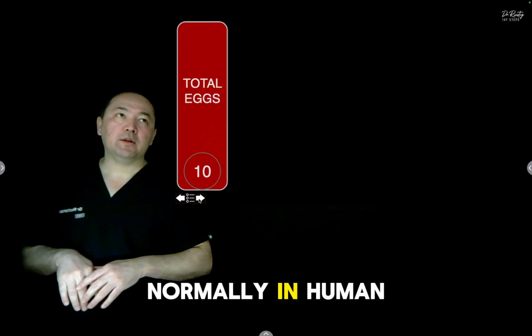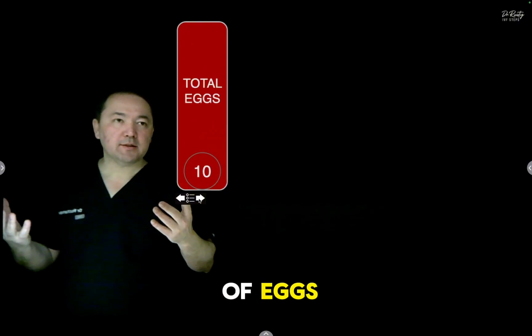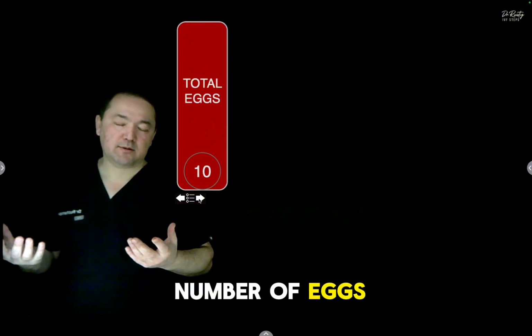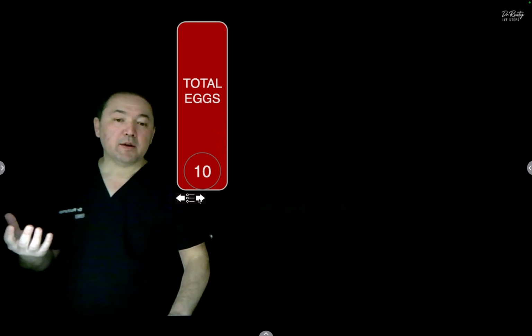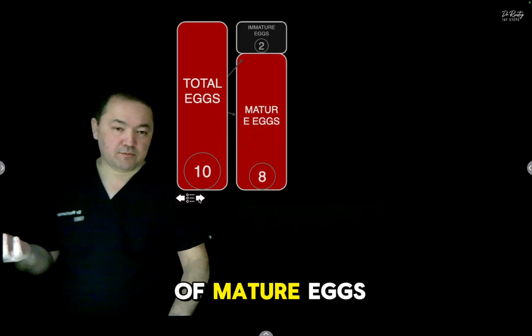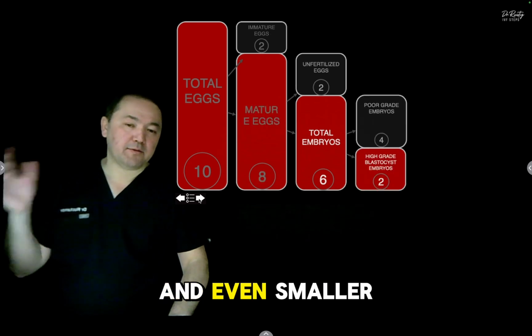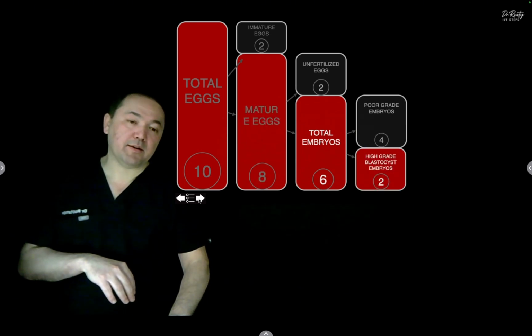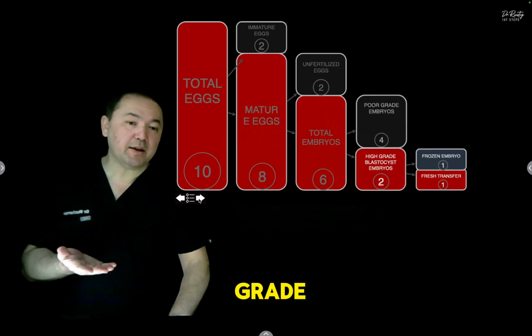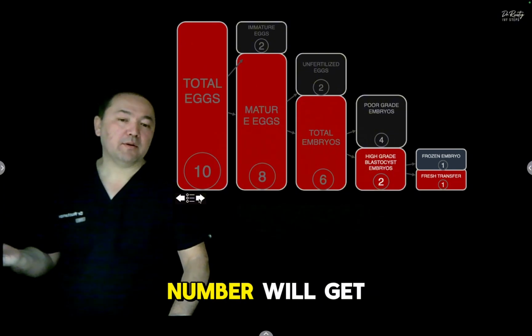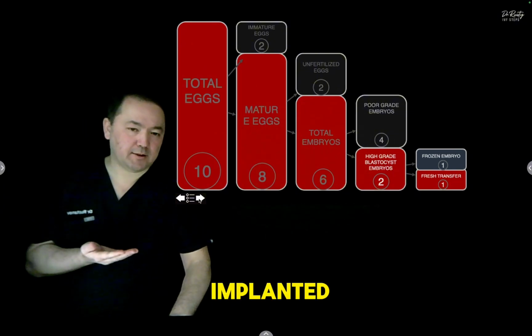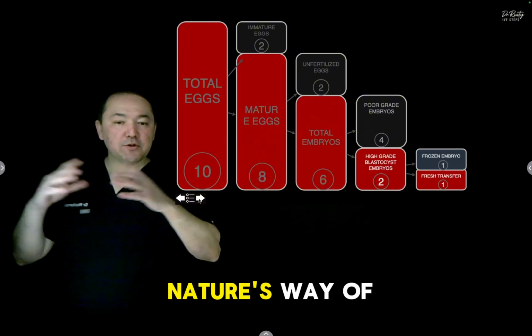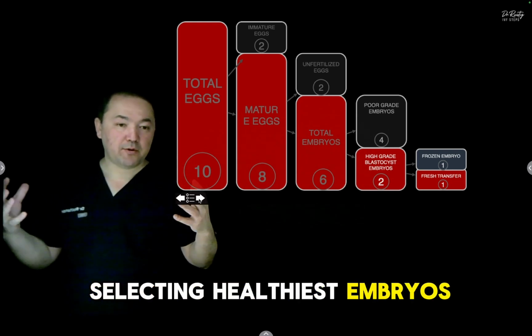Normally, in human reproduction, you produce a lot of eggs, so a lesser number of eggs mature, then a lesser number of eggs get fertilized, and an even smaller number of fertilized eggs or embryos become high grade, then an even smaller number will get implanted. This is just normal. This is nature's way of selecting the healthiest embryos.